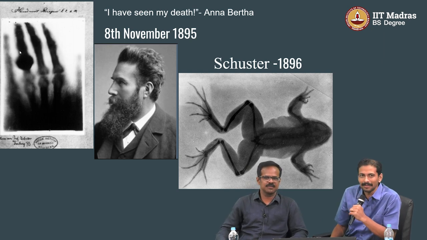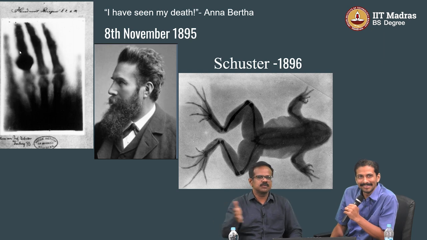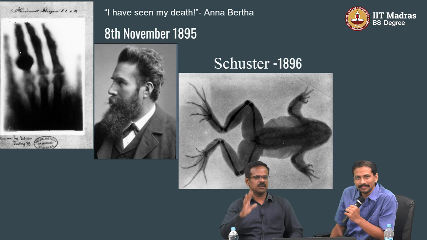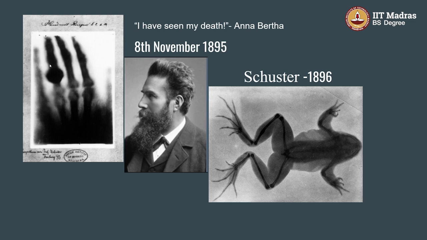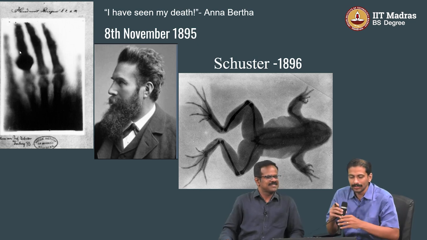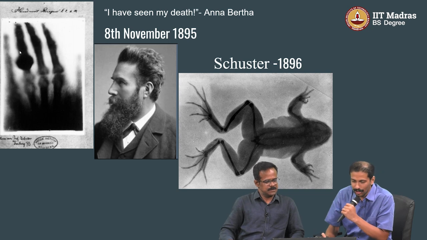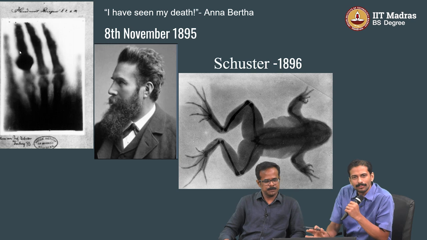This was Bertha's hand. This is Ranjan's wife, who used to peep into his lab to give him coffee or something. He noticed some fluorescence and asked her to hold the plate. She was holding it like that, and the image got registered with that ring, the Ayurvedic ring. So this is the hand of Ranjan's wife, and he was clever enough to avoid radiation for himself.